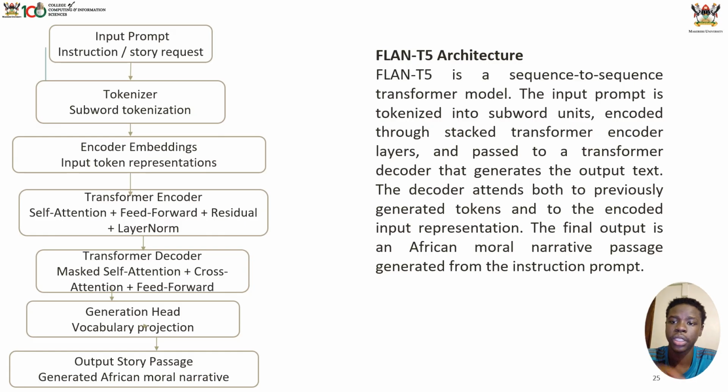Here you have the architecture of FLAN-T5. This is to show how it works. This model is a sequence-to-sequence model, which means it has both an encoder and a decoder. First, the input prompt is tokenized and passed through the transformer encoder. The encoder reads and understands the instruction. Then the transformer decoder generates the output text.